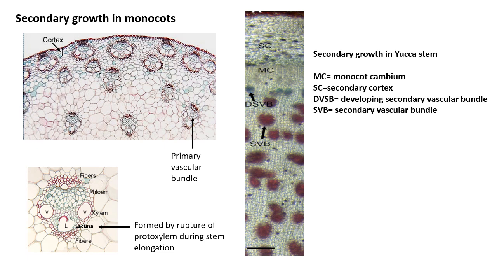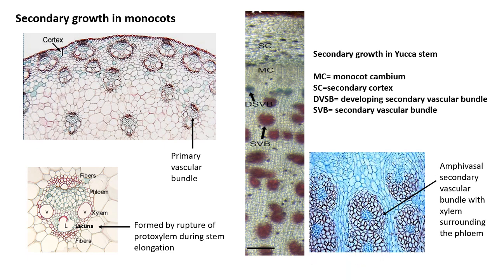This is a meristematic layer in the stem that can be recognized from cell files produced by periclinal divisions in the ground tissue. It produces foci of meristematic cells towards the center of the stem, which differentiate into secondary vascular bundles, and a parenchymatous secondary cortex towards the outside. The secondary vascular bundles have an amphivasal organization with xylem surrounding the core of a phloem, which is highlighted here. As we can see, the amphivasal secondary vascular bundle with xylem surrounding the phloem is present in the monocots.